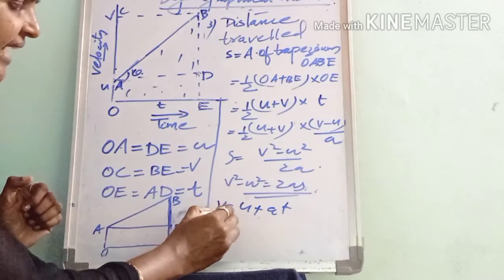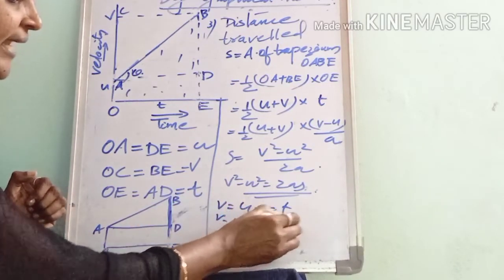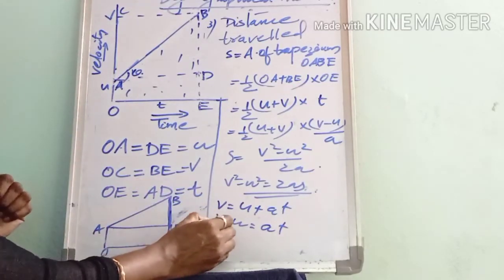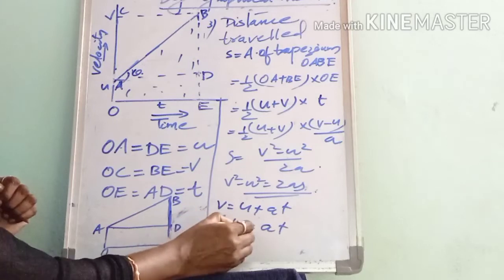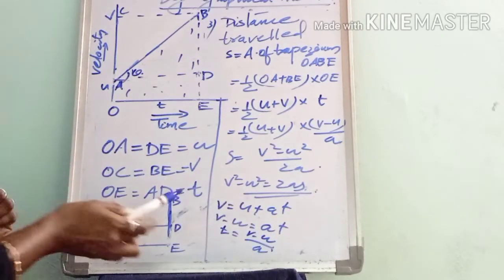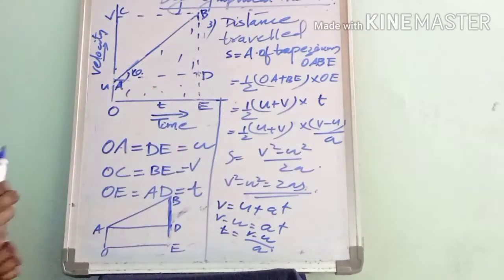From this, we can write V minus U. What is V minus U? That is equal to AT. V minus U equal to AT. From this, T can be written as, A comes down, V minus U by A. So we got the equation for T as V minus U by A.